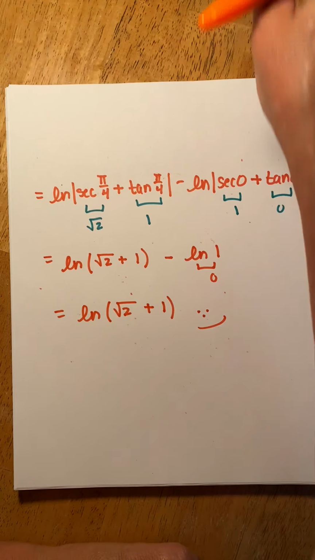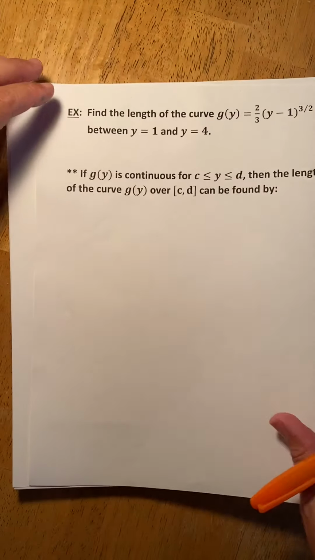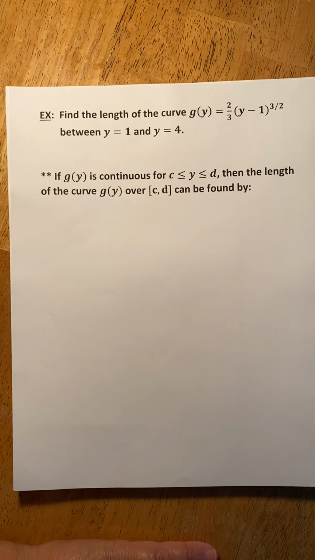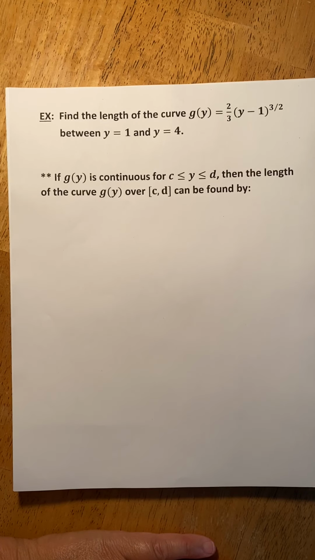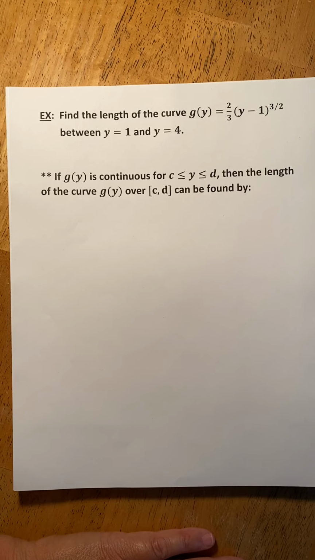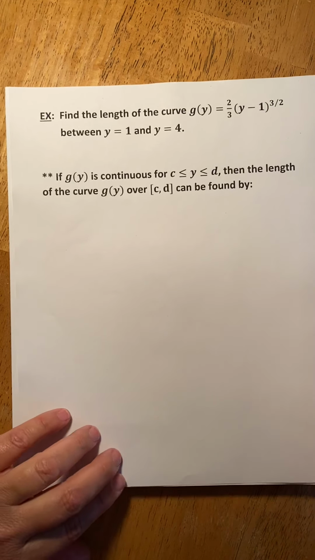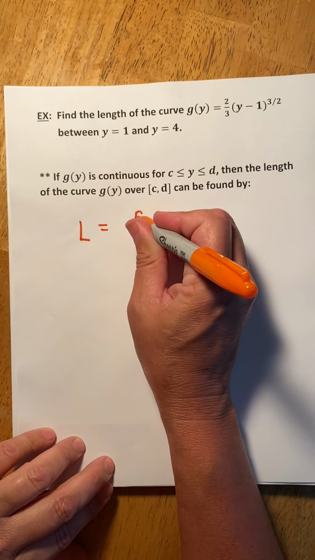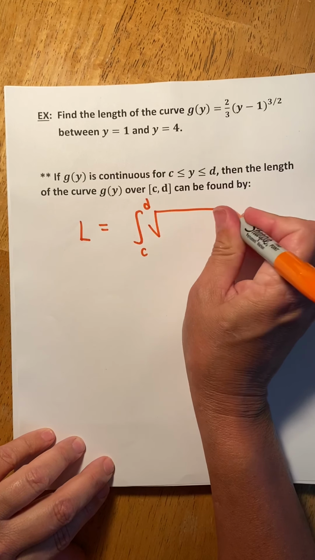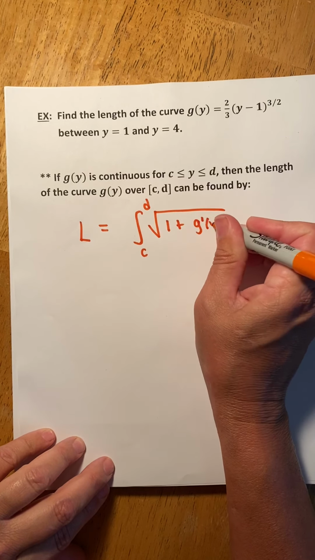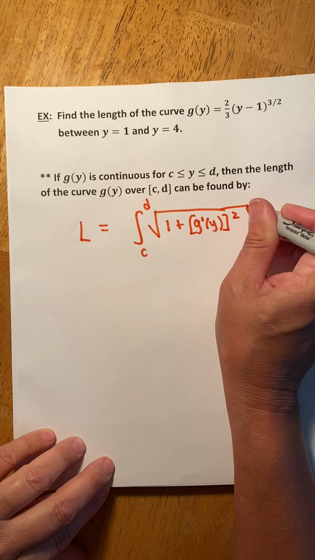All right, well, as in previous sections, we don't always just look at y as a function of x. What if x is a function of y? So let's find the length of the curve g of y equals 2/3 times (y minus 1) to the 3/2 between 1 and 4. Well, we need a template for this, integrating along the y-axis instead of along the x-axis. So it's not much different. The length is just going to be, from lower to upper, from c to d, the integral of the square root of 1 plus g prime of y squared, and we integrate with respect to y.